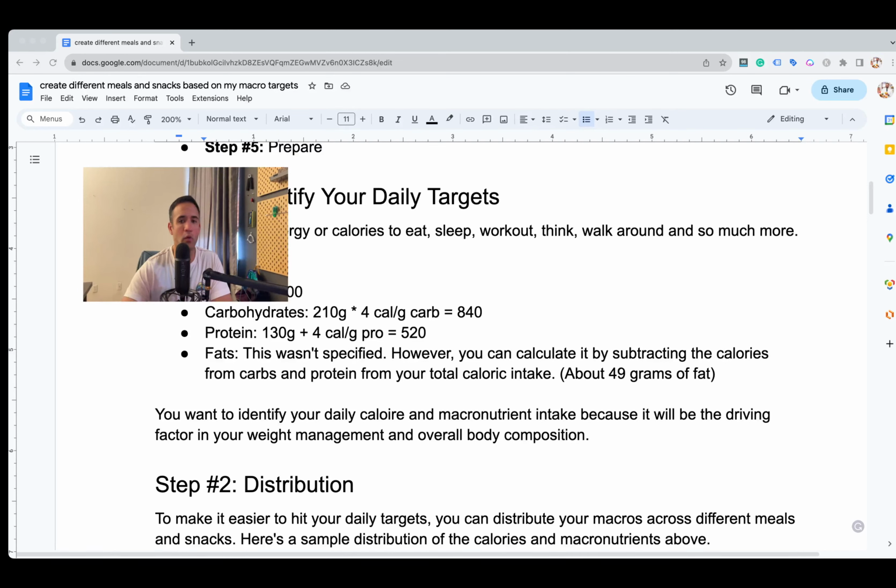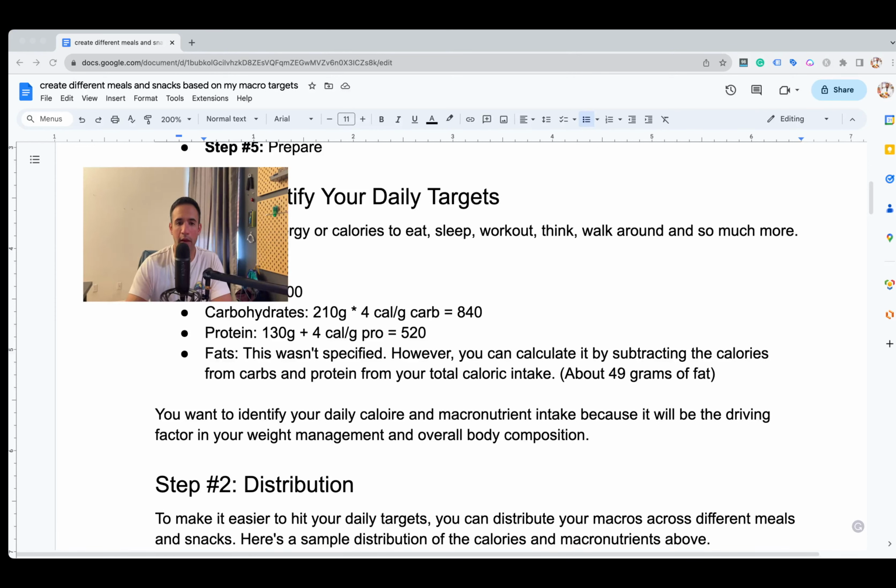So we can do 840 plus 520, which equals 1,360. And then we will see what the rest is. Oops, sorry, I messed up the calculator, and now we have to go back to square one. 1,360 minus 1,800, so about 440 calories are going to be coming from fat.